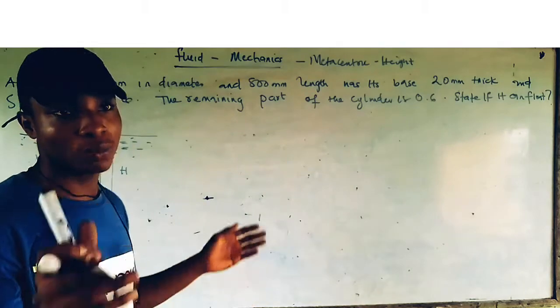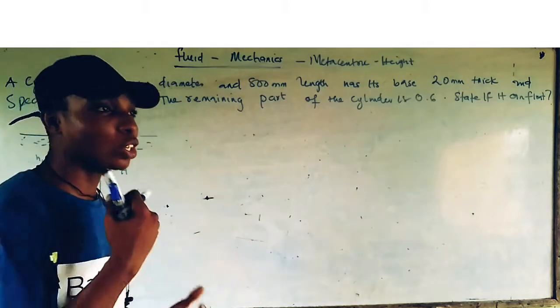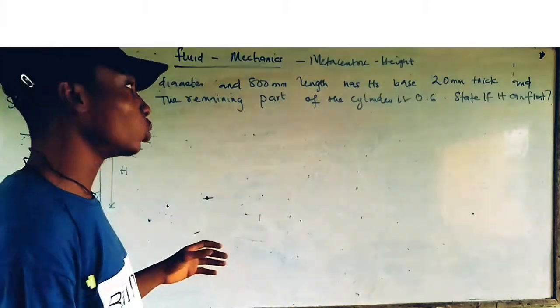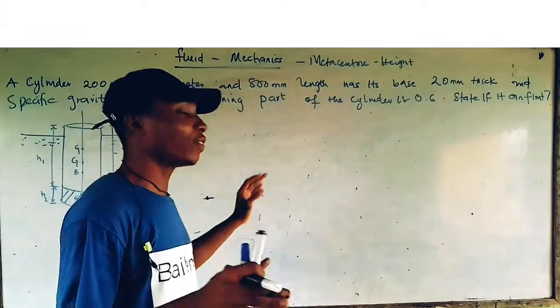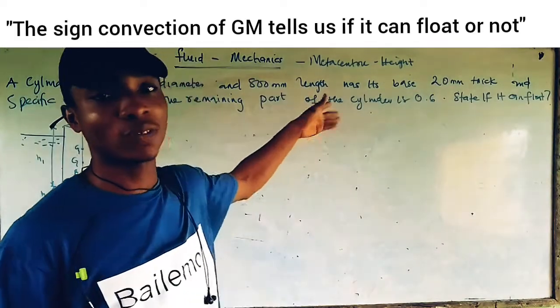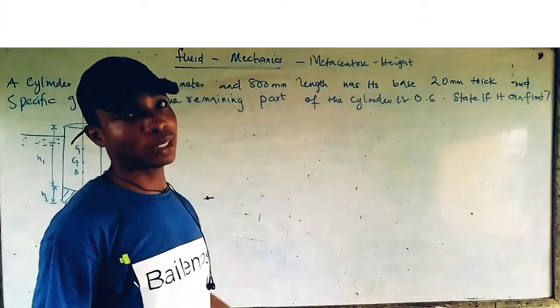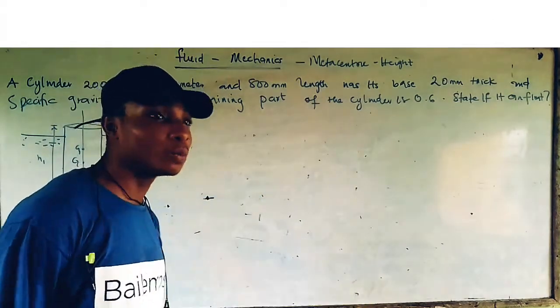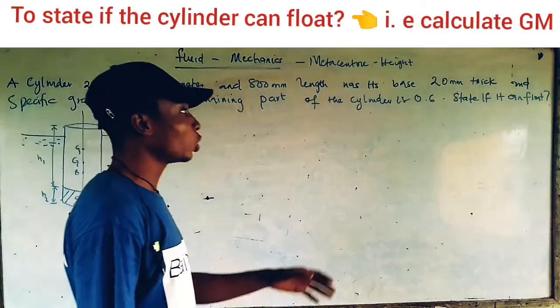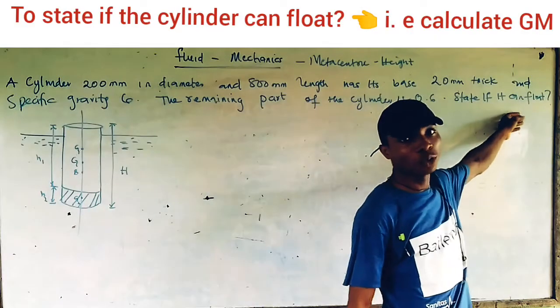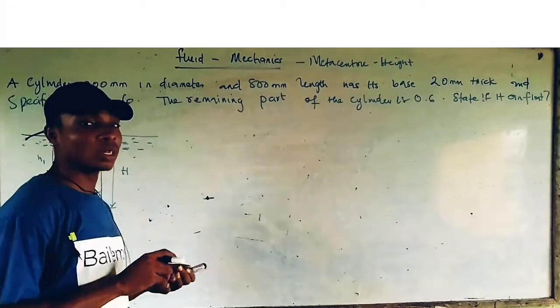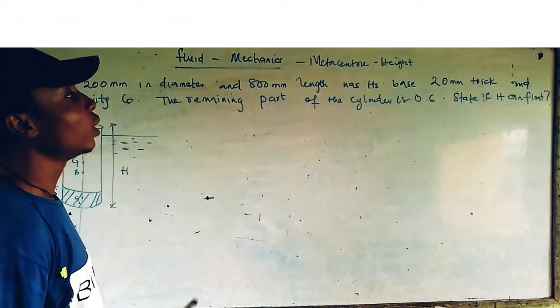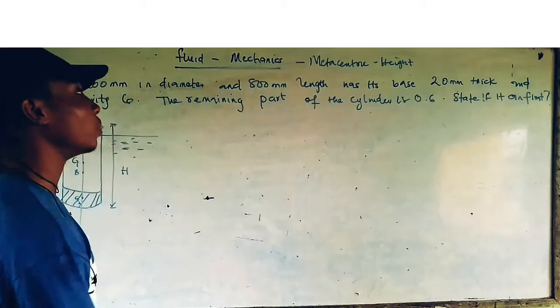Now, I briefly explained in the previous video the condition in which a substance is able to float. I said basically it's to determine the metacentric height. When you have the value of the metacentric height, whether it's positive or negative tells you whether the substance or the medium should or should not be able to float. So basically what we are going to be looking for here, to state if it can float, is to calculate the metacentric height. So before we start solving, let's write out or take note of our parameters.